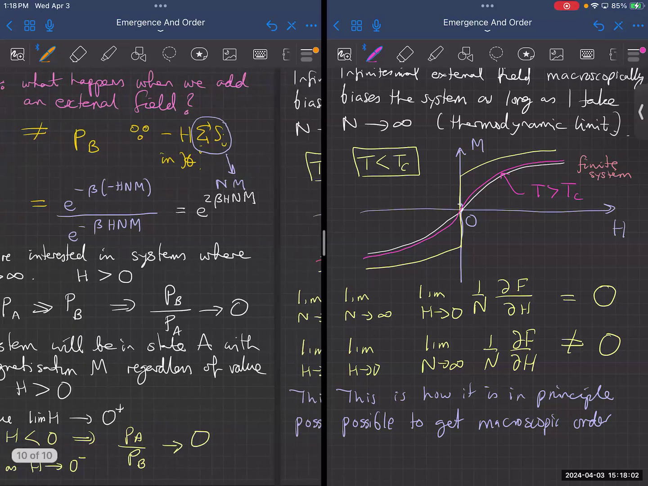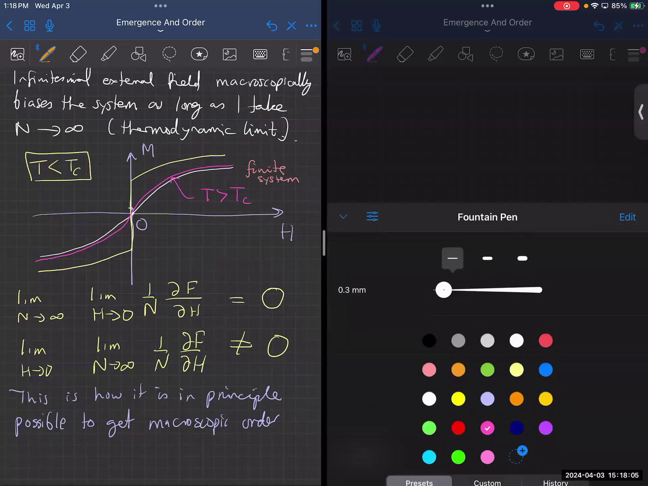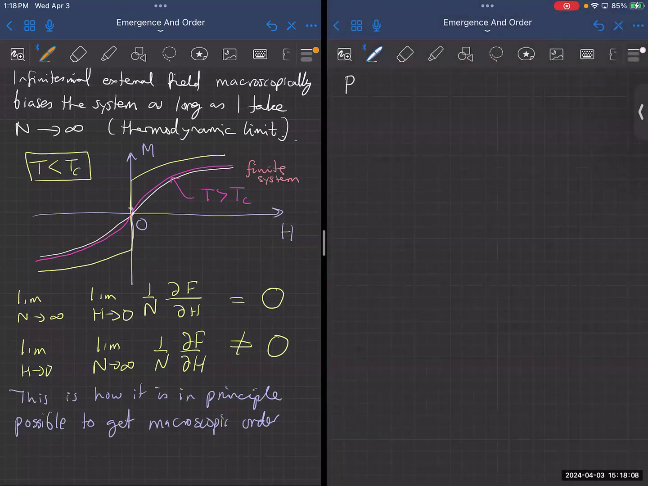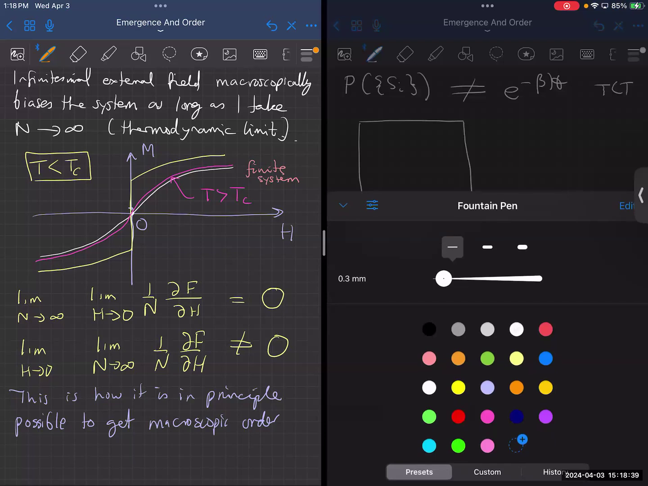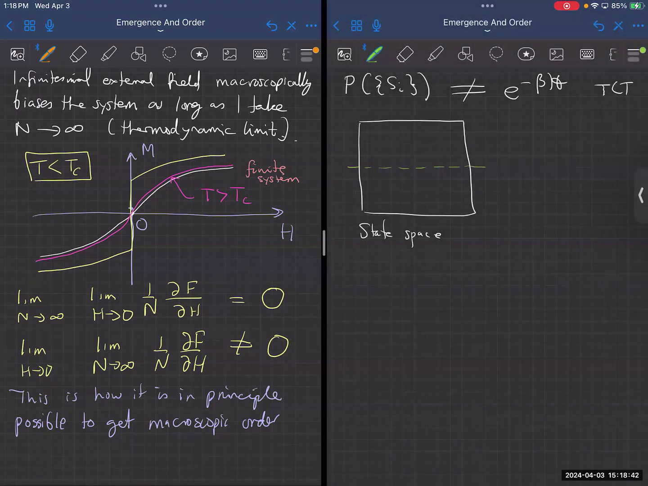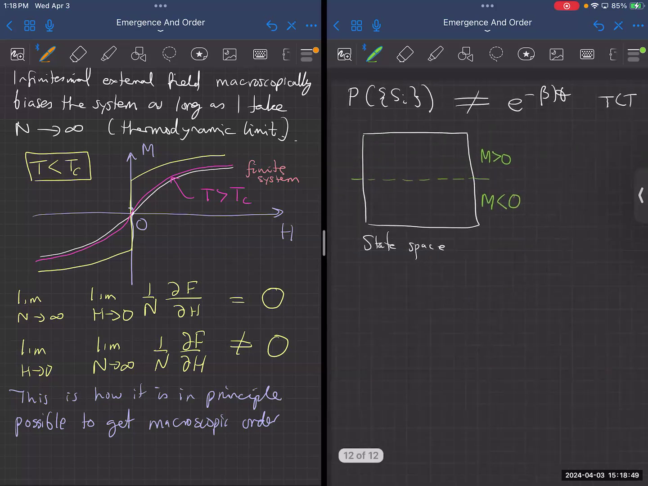If we have this picture that we have here, then what it's telling you is that the probability distribution for the spins cannot possibly be the Boltzmann distribution for t less than Tc. So in fact, what has to happen is that it looks like this. Here is my phase space, my state space of all the states of the system. I'm going to take this state space and partition it. So all of these states here have magnetization that is positive. All the states here have magnetization that is negative.